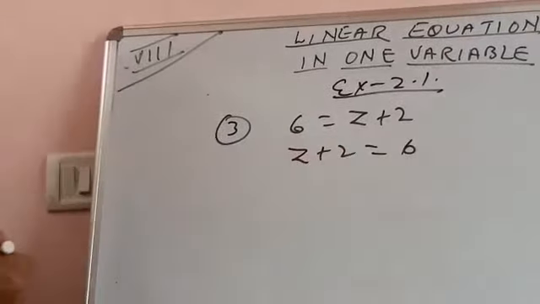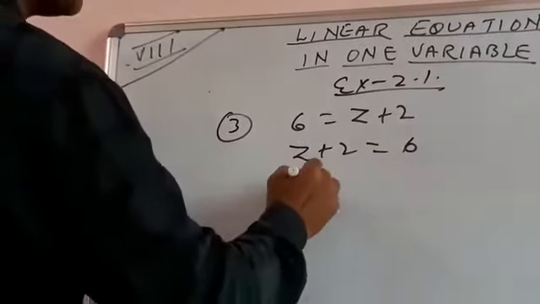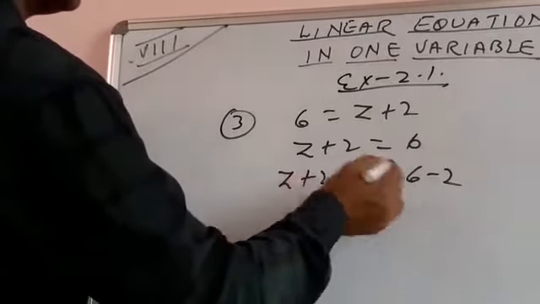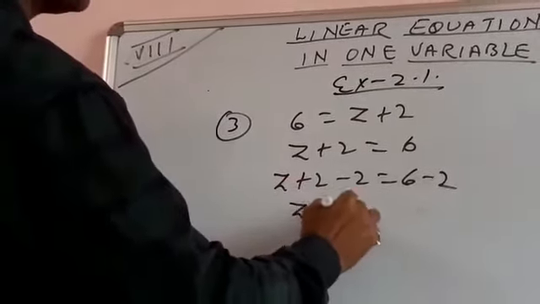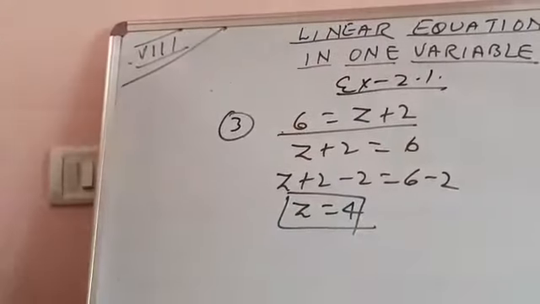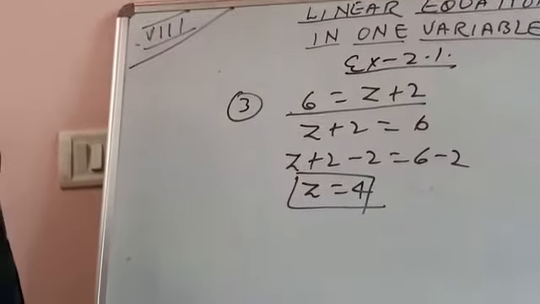There is no problem. We need to find the value of z. So z plus 2 minus 2 gives 6 minus 2. So this 2 becomes 0, and z is equals to 4. So z is equals to 4 is the solution of this equation, and this is the value of z.